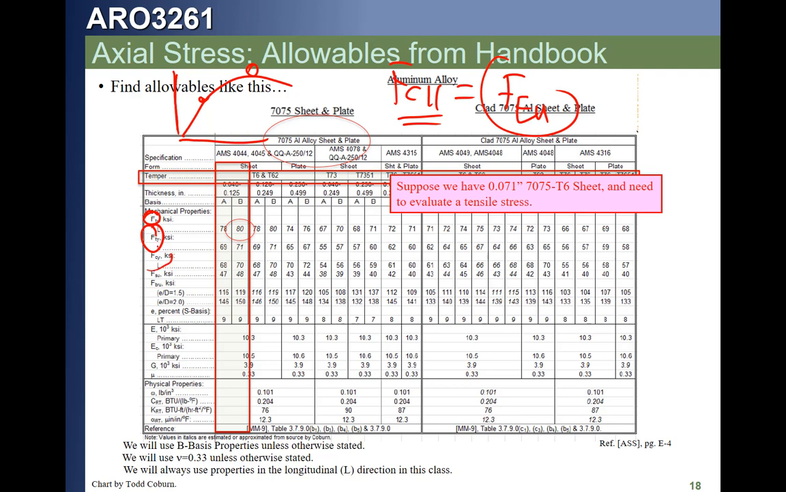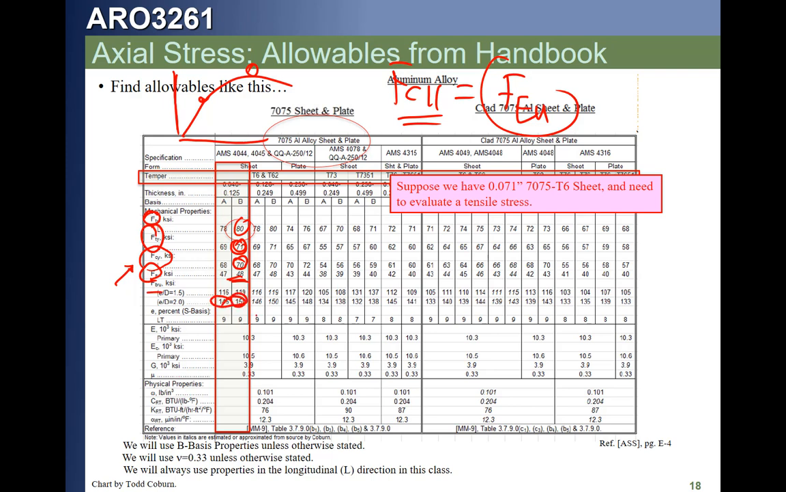Now we're not going to be using FCY for some time until we get to stability, but if we needed it, we can read FCY. That's right there. This is FTU, this is FTY. Here's our FCY. We have an FSU. We haven't talked about shear yet. That's our shear allowable. We'll get to that later. Bearing, we haven't talked about that yet. We're going to learn about our bearing allowable pretty soon.